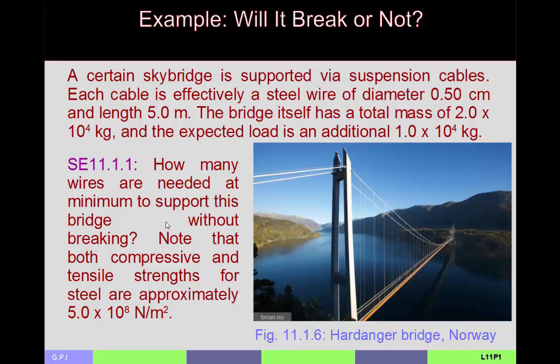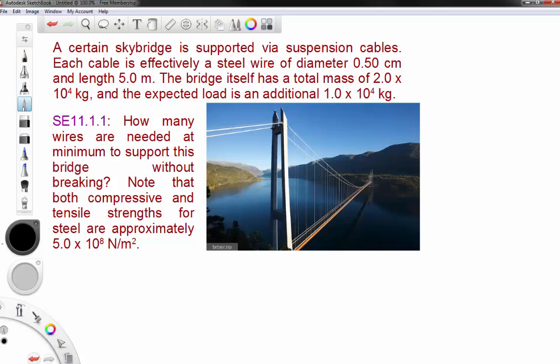And so our question is, how many wires do we actually need at minimum to keep this bridge supported without breaking the wires? As per that previous table, compressive and tensile strengths for steel are both about 5 times 10 to the 8 newton per meter squared. The way to solve this problem is to note that the ultimate strength of the steel wires is 5 times 10 to the 8 newtons per meter squared. So if the stress exceeds this ultimate strength, then the wires break.